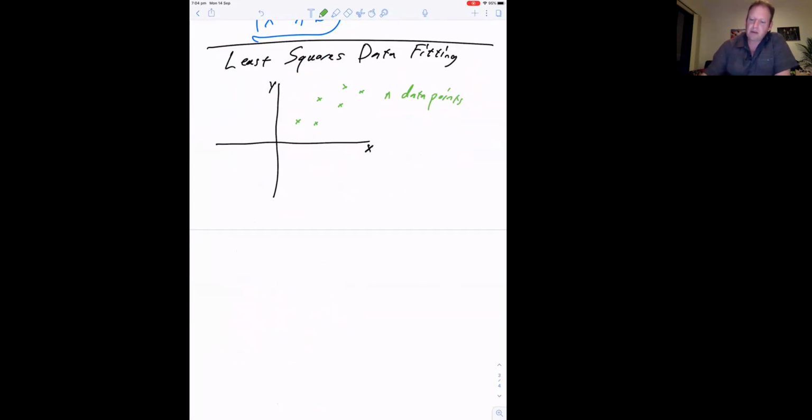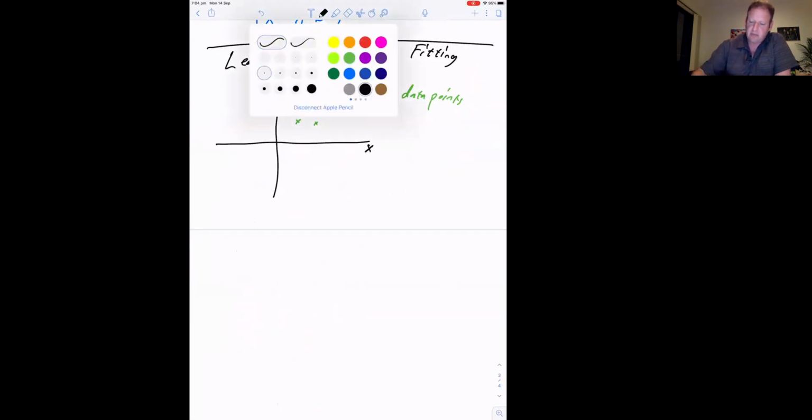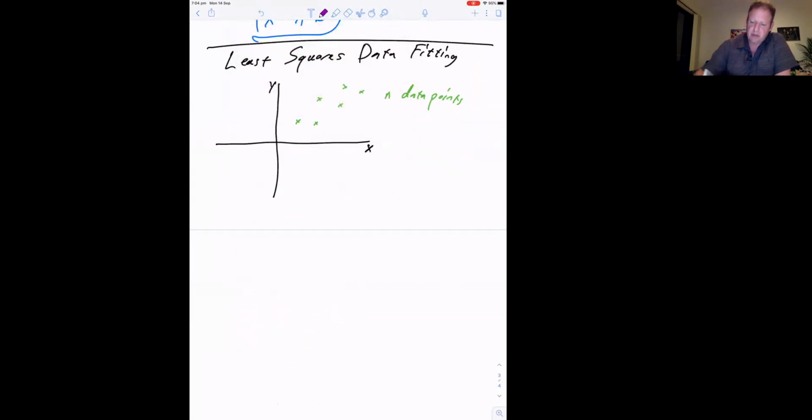Okay. Now, what I want to do is fit a straight line through these data points. And all of you have seen this in different ways. This is not a good straight line to fit. You know, this one's not so good. This one is probably pretty good, okay? Now, what makes it good?